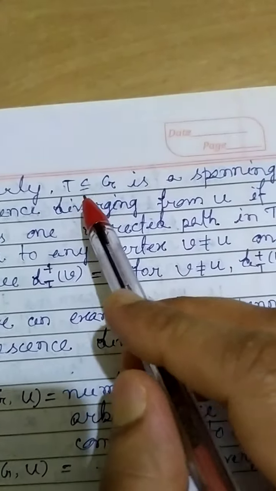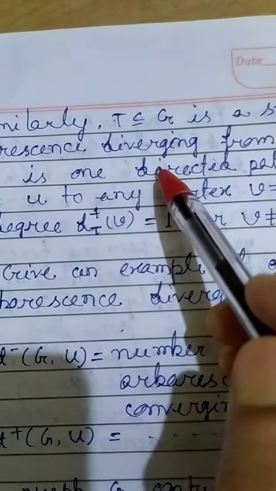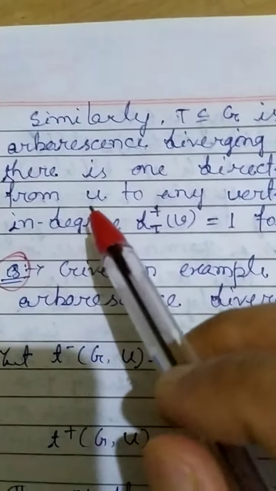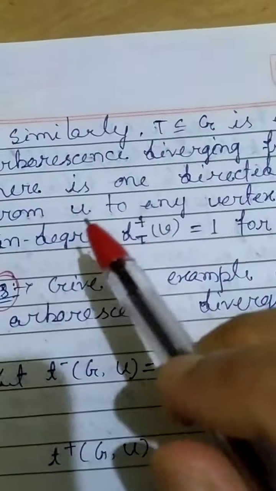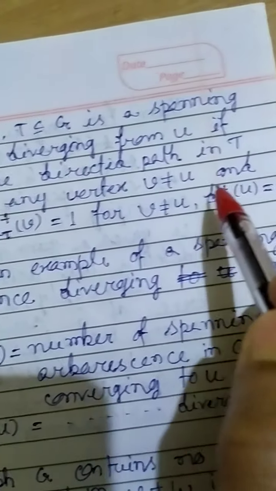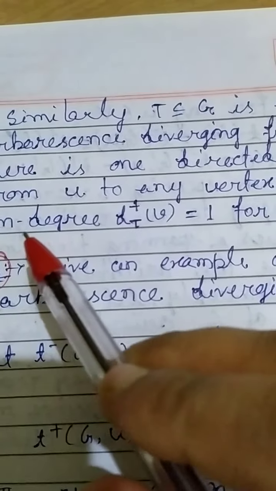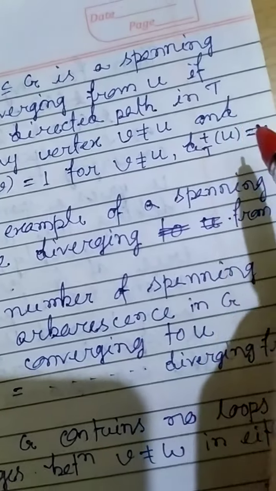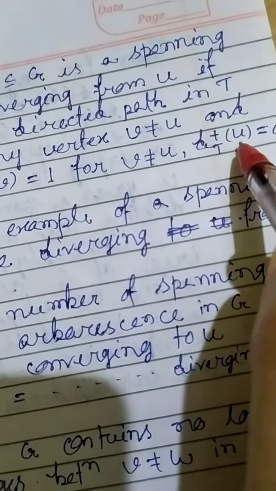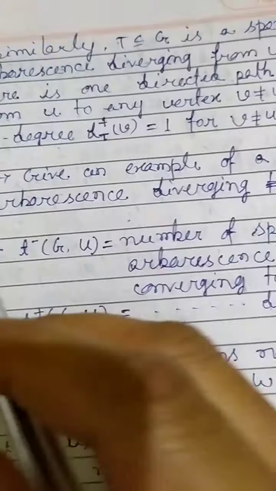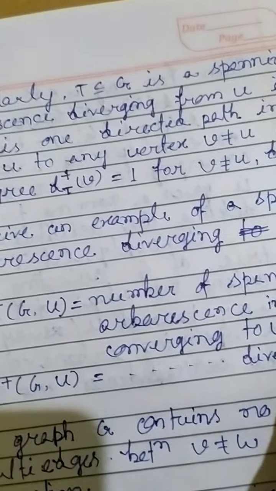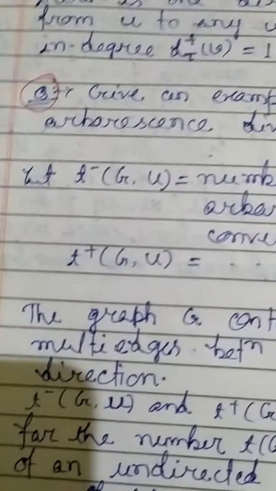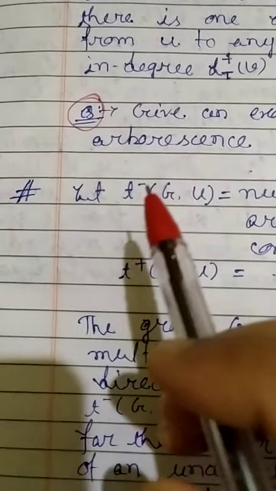Similarly, T is a subgraph, and it is a spanning arborescence diverging from U if there is a directed path in T from U to any vertex v not equal to U, and the in degree of each vertex v not equal to U is equal to 1, and the in degree of U is equal to 0. So you will try to construct that kind of spanning arborescence diverging from U. So we need these terms.